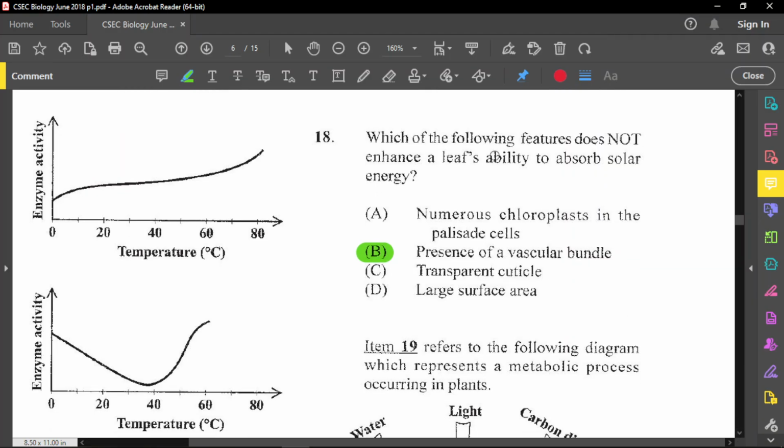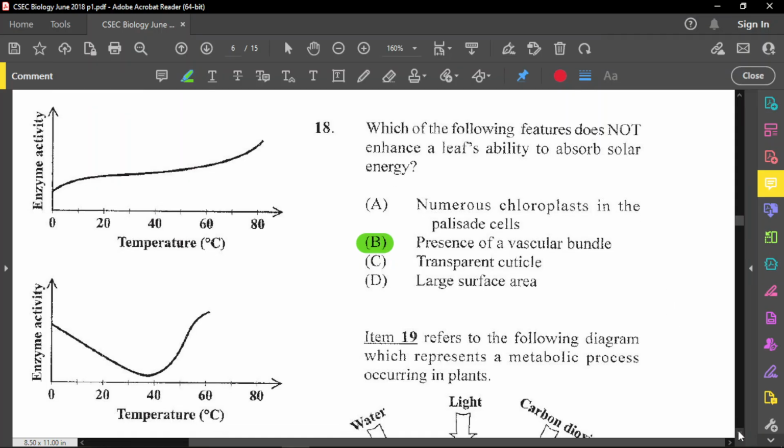Number 18, which of the following features does not enhance a leaf's ability to absorb solar energy? The presence of vascular bundle is the correct answer, because vascular bundle transports the plant food, which is the phloem, and transports water and mineral salts, which is the xylem vessel.